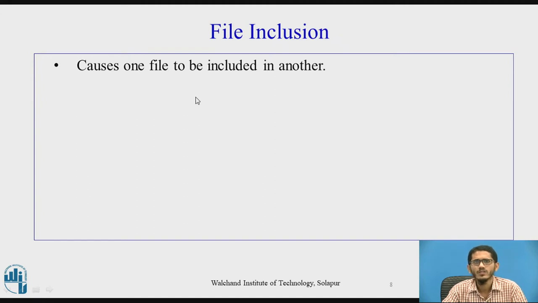Now what is file inclusion? File inclusion helps us to include one file into another one. That means I have written my C program, and suppose I want some features of some other program, some functions that have been declared in another program. I want those to be included in my program without writing the code for those functions. That I can do using file inclusion.